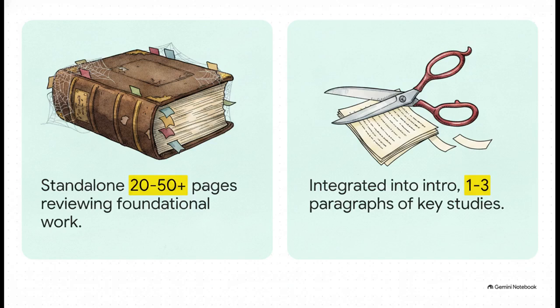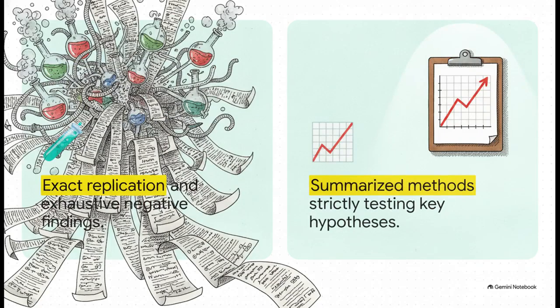The differences in methodology and results are just as stark. In a thesis, you provide step-by-step documentation for exact replication. You're including tool validity, raw scripts, and an exhaustive presentation of all your primary, secondary, and even negative findings. But in a journal article, you gotta be willing to kill your darlings. You summarize your methods, emphasizing only what's novel, and you focus purely on the key data that directly tests your primary hypotheses. Literally everything else gets left on the cutting room floor.